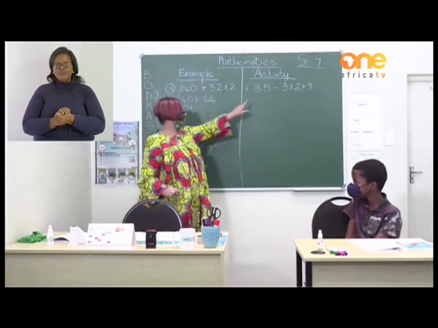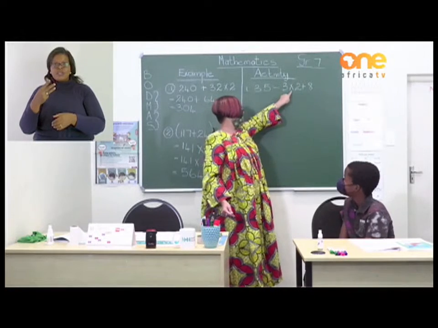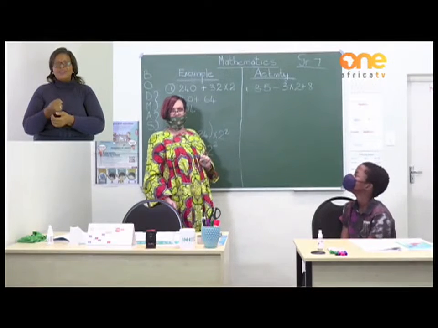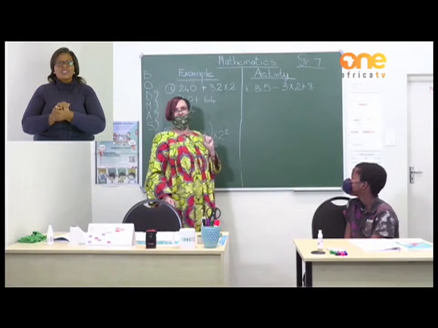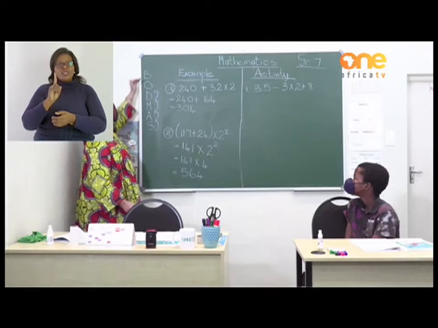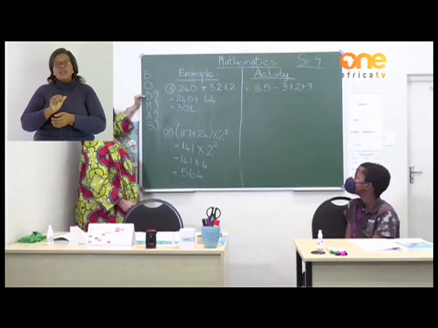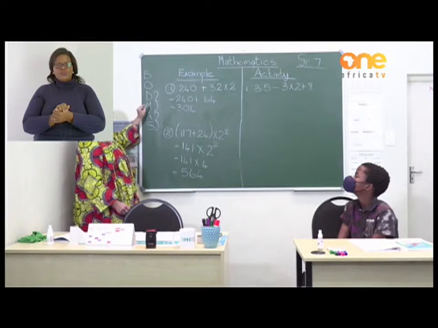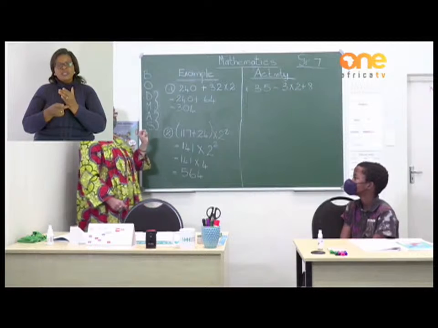In our sum, 35 minus 3 times 2 plus 8. Which operation do you think? Or not even think, know now. Which operation will we do first? According to BODMAS again, brackets, of or order or exponent, division, multiplication from left to right. This means the one that we find in the sum first.